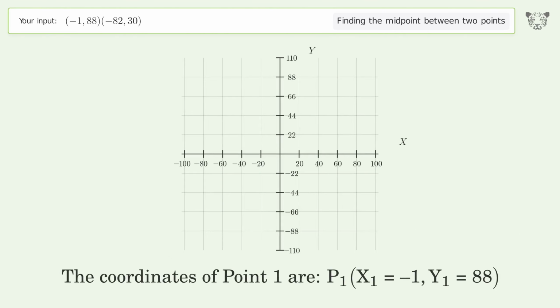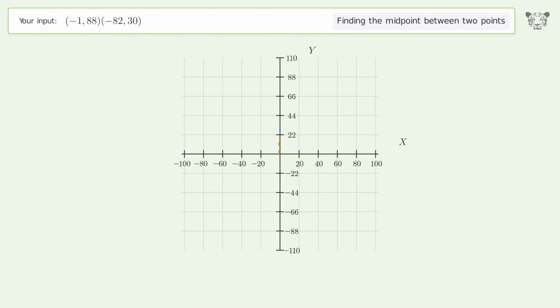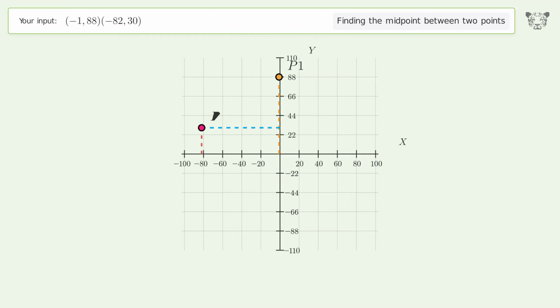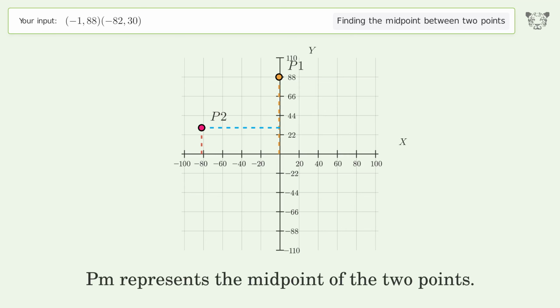The coordinates of point 1 are x1 equals -1, y1 equals 88. The coordinates of point 2 are x2 equals -82, y2 equals 30. PM represents the midpoint of the 2 points.